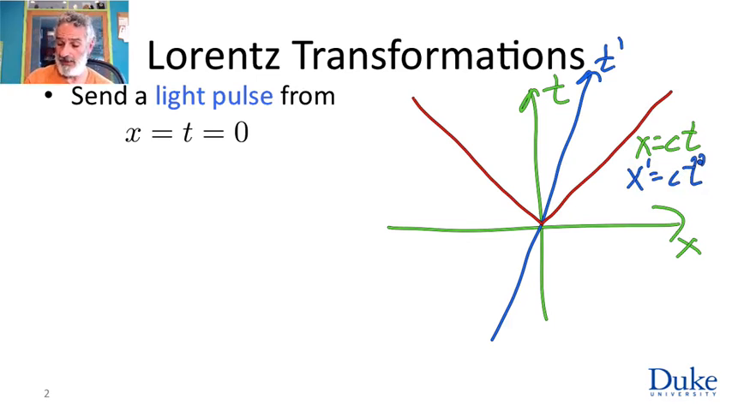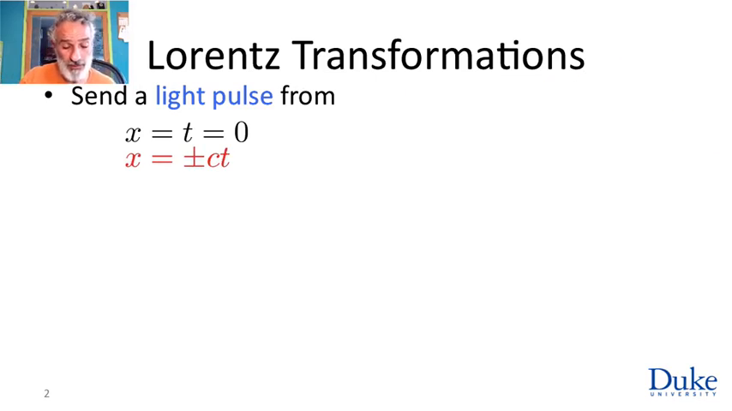And this is going to be inconsistent, of course, with Galilean relativity. What does it tell us? Well, let's do some algebra. So we release this light pulse. One goes to the left, one goes to the right. X is plus or minus ct. Focusing on one of them will be quite enough.